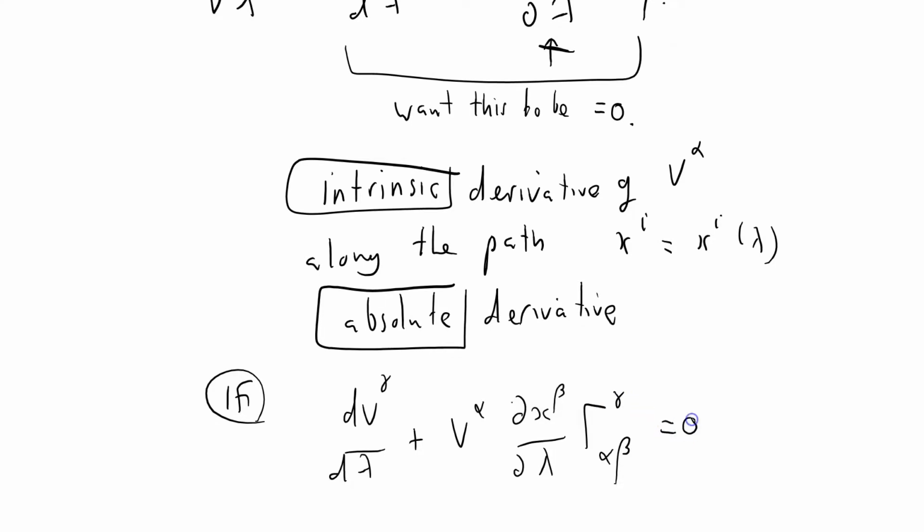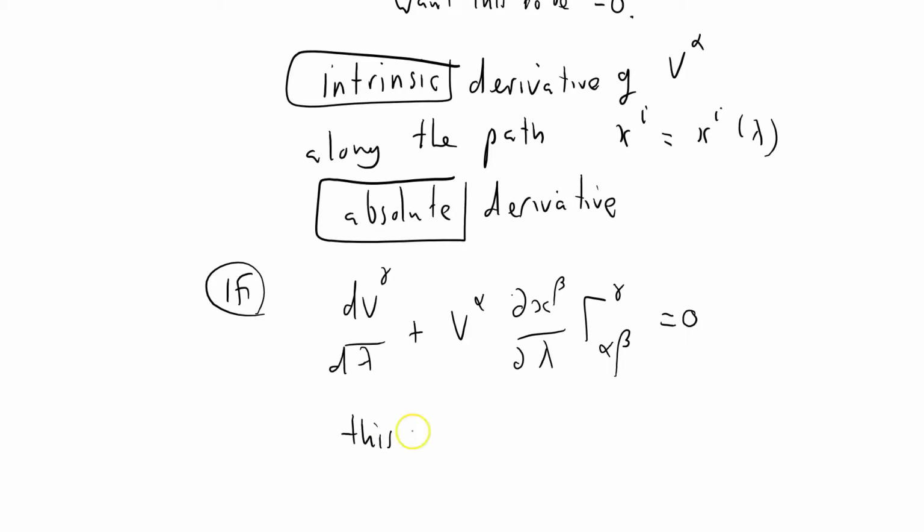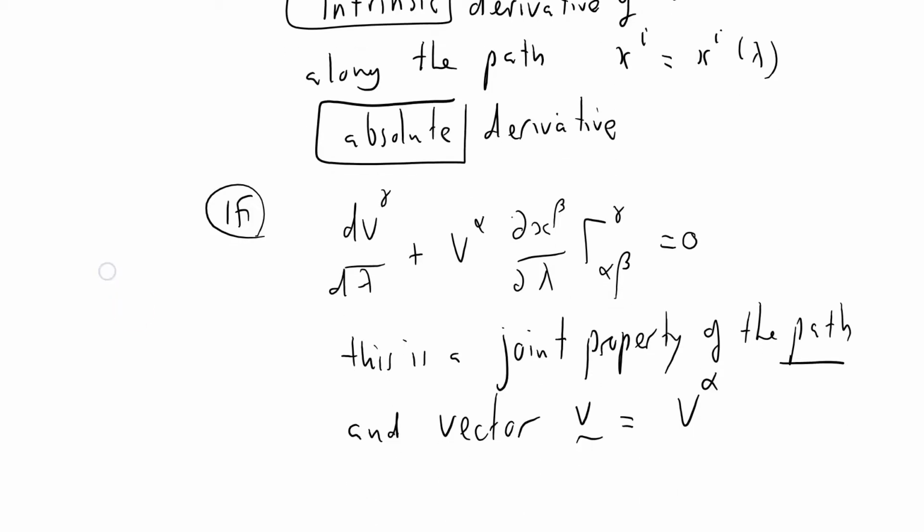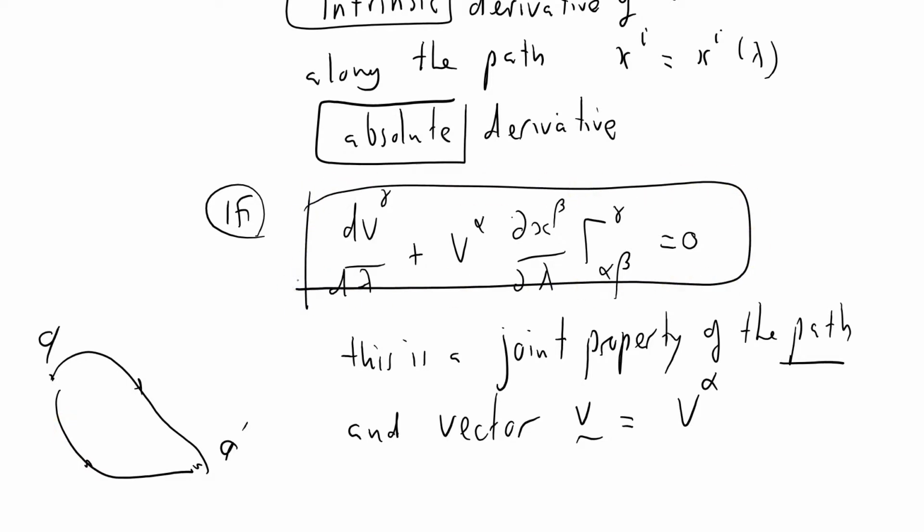If that equals 0, this is a joint property of the path and the vector V, which has components V alpha, let's say, in a particular coordinate system. Last time I made heavy weather of the fact that if you were talking about a scalar, then it didn't matter. There's phi and there's phi dash. It didn't matter which path you were going along. So the question is, if we parallel transport a vector around the place, is it path independent?